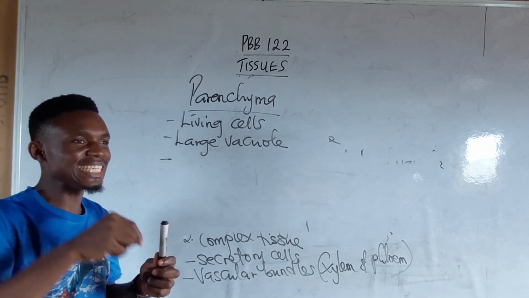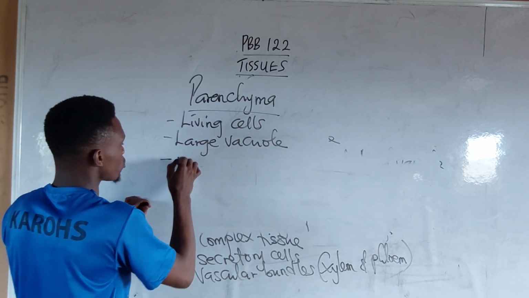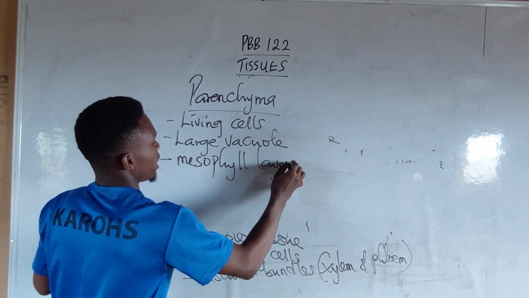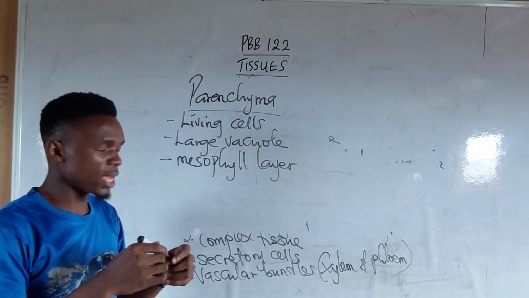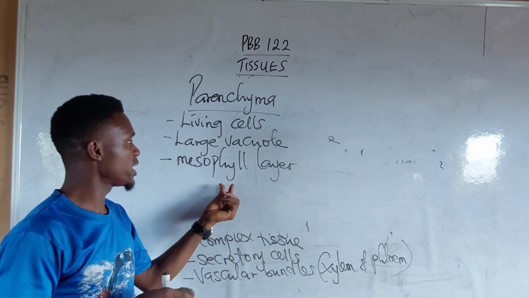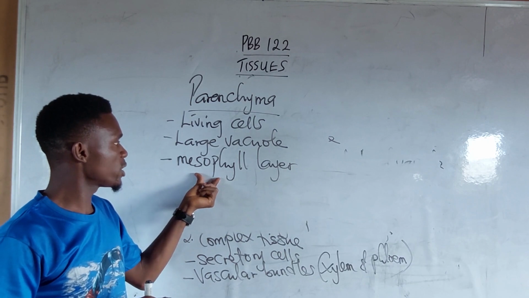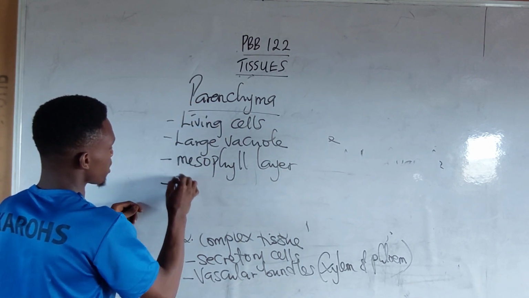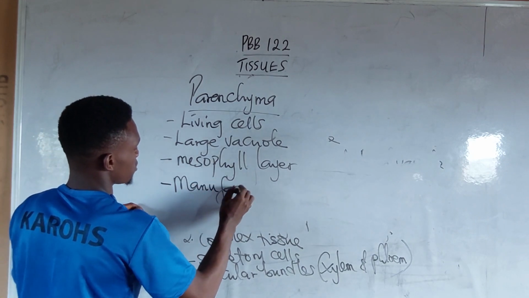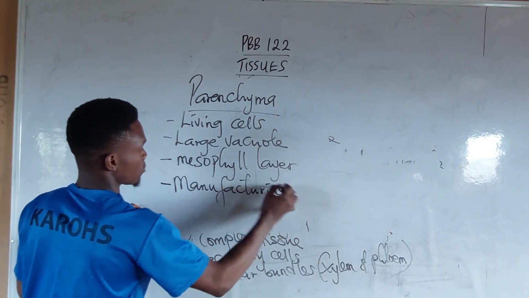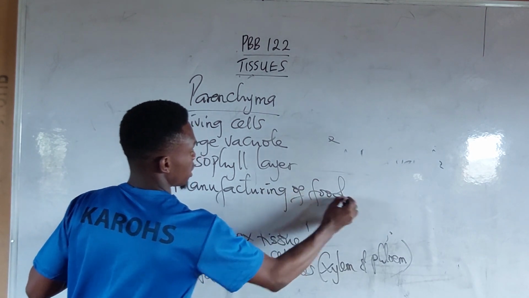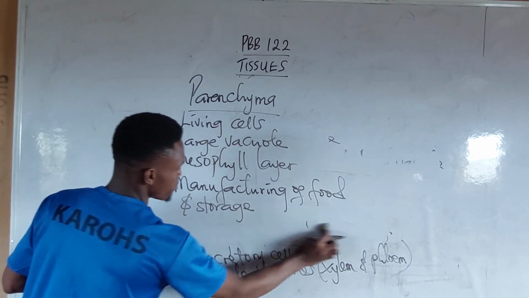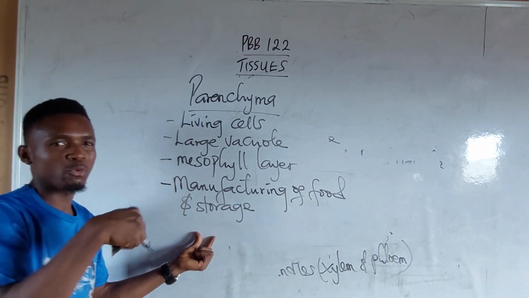It is found in the innermost layer of the leaf called the mesophyll layer. And you know that inside the mesophyll layer we have the palisade layer, the spongy layer, and the chloroplast. So it is the region where there is food production. Therefore, parenchyma is responsible for the manufacturing of food and its storage.